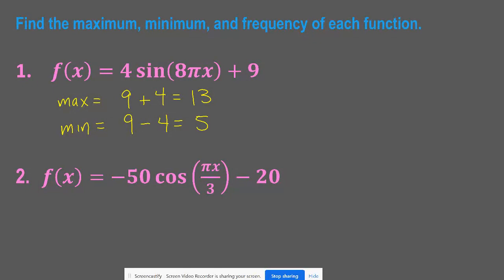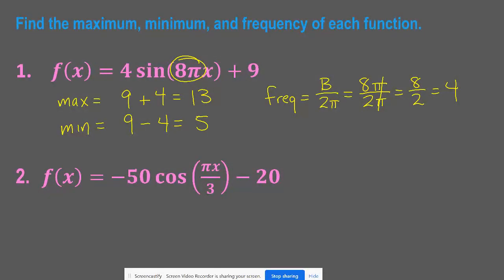To find the frequency, we are going to take the number multiplied by the variable, that's b, and it's going to be that number over 2 pi. So remember, frequency is b over 2 pi. So we're working with 8 pi. So it's going to be 8 pi over 2 pi. And when we simplify this, we end up with a frequency of 4. So our frequency is 4, our maximum is 13, our minimum is 5.